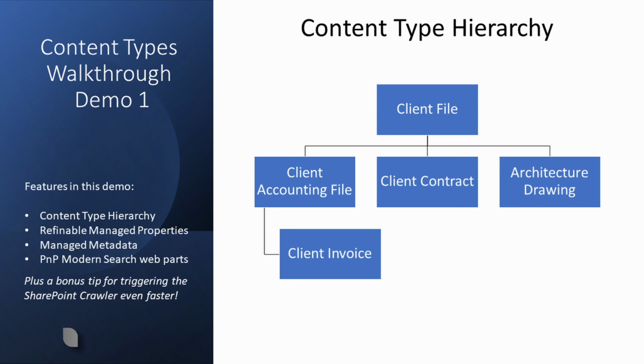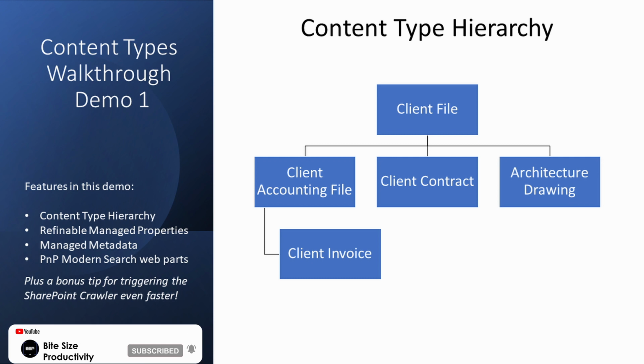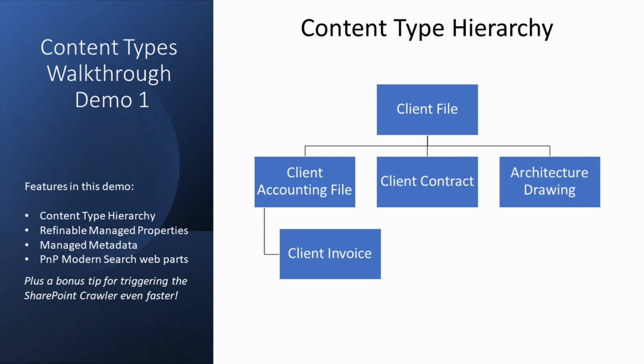In this example, we're going to set up a hierarchy of content types and then a search interface so that users can find all of the different types of data. We'll have refiners set up to filter those results. We'll have verticals set up to divide the different types of data between accounting, engineering, legal files, and then an additional catch-all just to show everything.